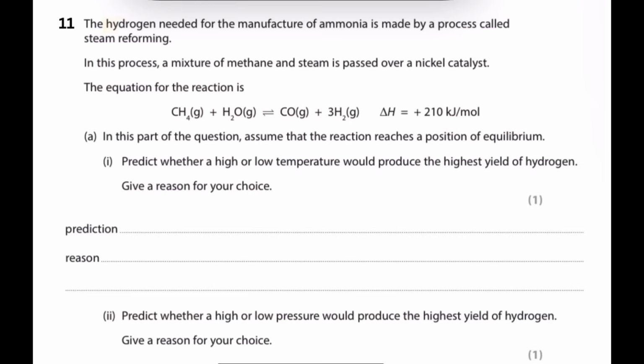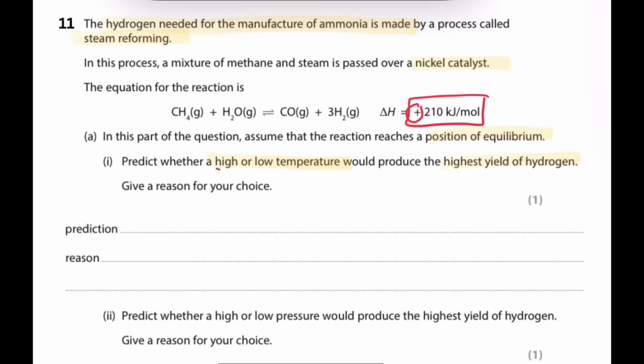Question 11. Hydrogen is needed for the manufacture of ammonia, in a process called steam reforming. In this process, a mixture of methane and steam is passed over a nickel catalyst. The equation for this reaction is given. In this part of the question, assume that the reaction reaches a point of equilibrium. Predict whether a high or low temperature would produce the highest yield of hydrogen and give a reason for your answer. So they say over here that the forward reaction is an endothermic reaction because it's positive.